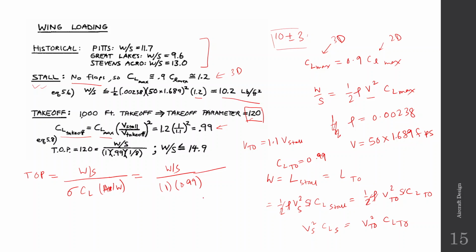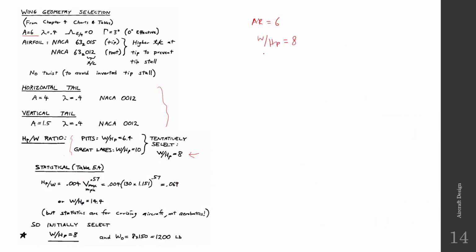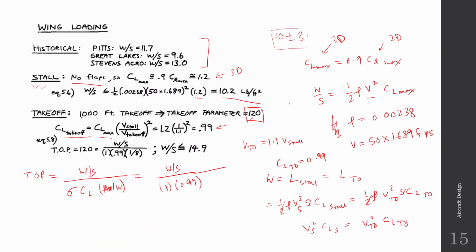So tentatively, if you remember from the previous page over here, we have selected weight by horsepower as 8, so you can substitute here 1 by 8, and then from all this you can calculate the wing loading. So the wing loading comes out to 14.9 pound per foot square.